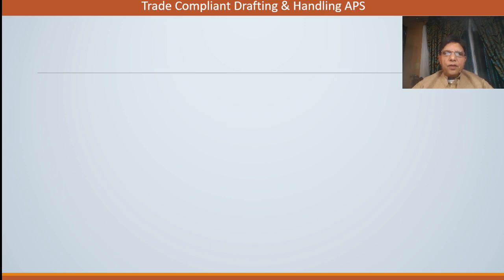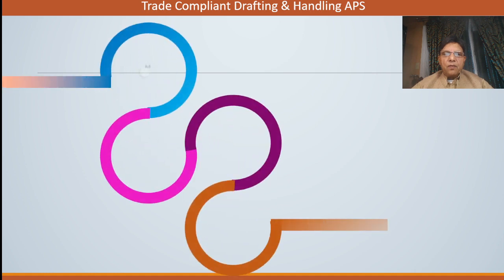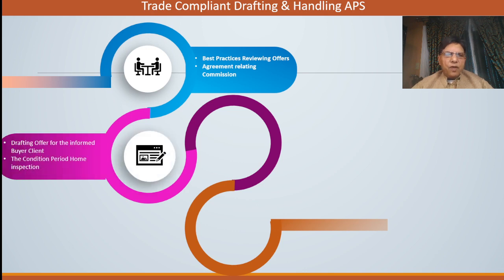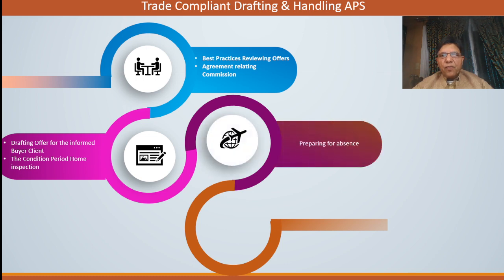We are going to discuss trade compliant drafting and handling of APS. What we are going to discuss today is best practices, reviewing offers, agreement relating commission. And we will be looking into drafting offers for the informed buyer client and the condition period home inspection. We'll look into that also.